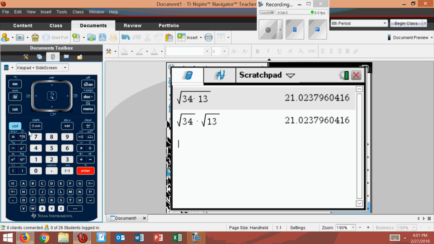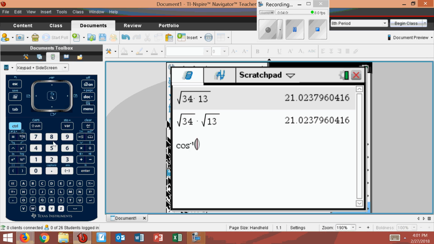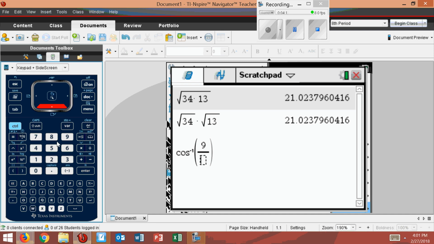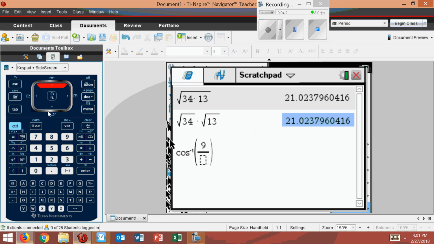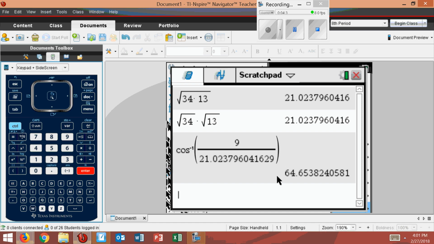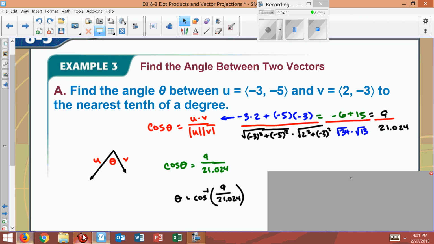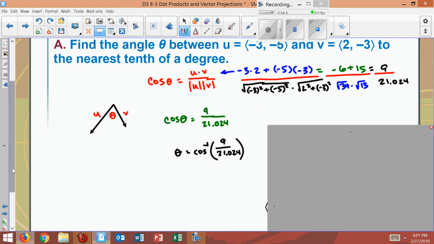Come over here, cos inverse of 9 divided by, I'll just go here and get the unrounded value. That's not what I wanted. Sorry, it's taking longer than I thought. I'm going to do Control-C to copy it. And I'll just press Control-V. Now that I have it there, press Enter. It says it's 64.65 degrees. It says round to the nearest tenth, so 64.7 is our value here. Theta equals 64.7 degrees.